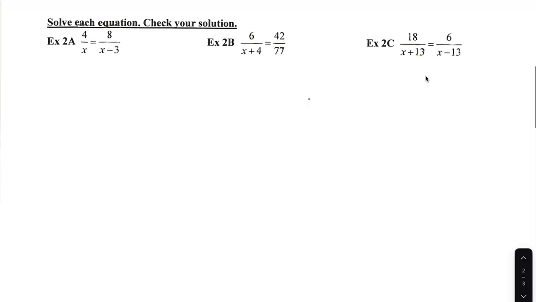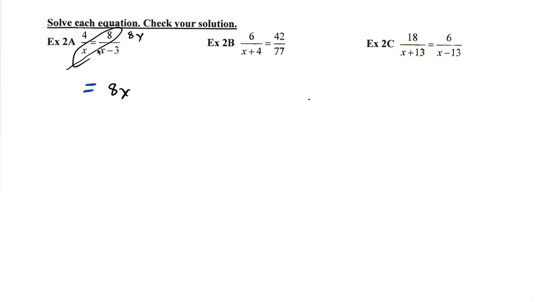Let's do another example. Now, here are the ones where you could solve it by itself, right? Get rid of the x, but there's two x's, so it makes it harder. This is where cross multiplication does really come in handy. So I'm trying to solve this one. Equal sign is where it's at. I'll multiply these two, and I get 8x. Then I'm going to multiply these two, and I get 4 times x minus 3.